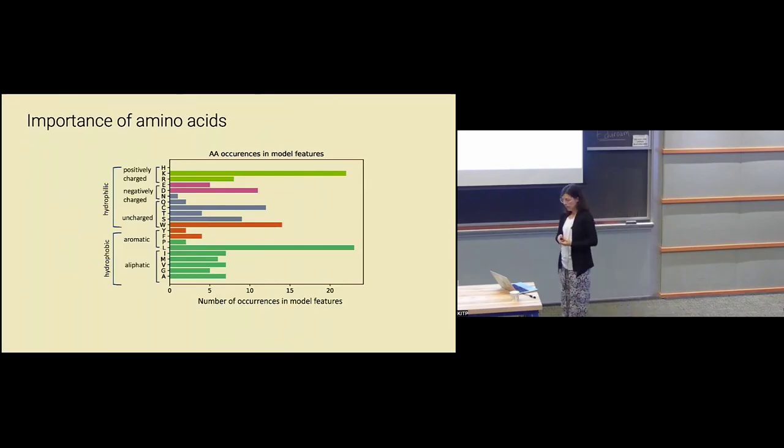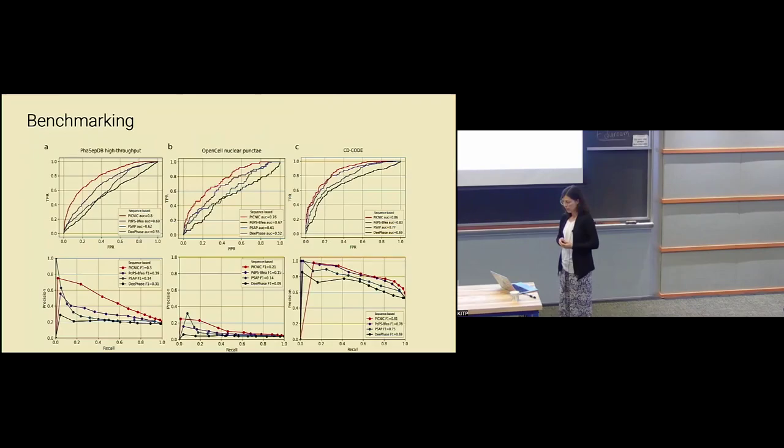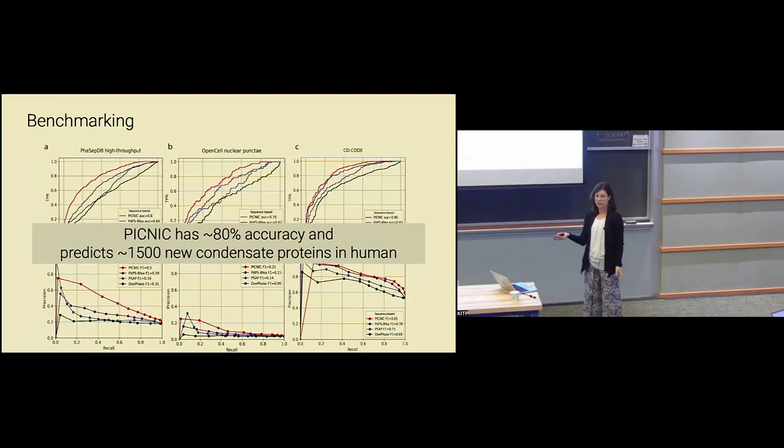So we compared our tool, of course, to others and different data sets. There is another very good data set like FACET-TB that's similar to CD-code that we could test on, the open cell data from the Chan-Zuckerberg initiative, and the CD-code withheld test data that we didn't use for training. The red line shows PICNIC, which seems to be performing very well compared to other tools. It has 80% accuracy in predicting condensate-forming proteins, so it's really not perfect.